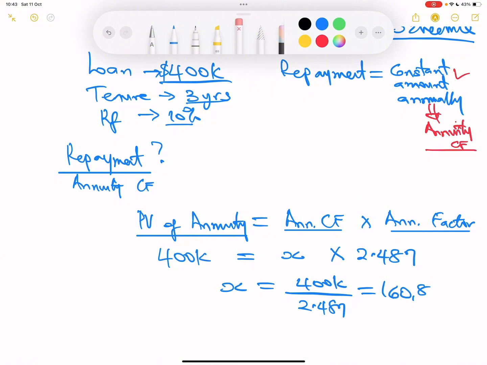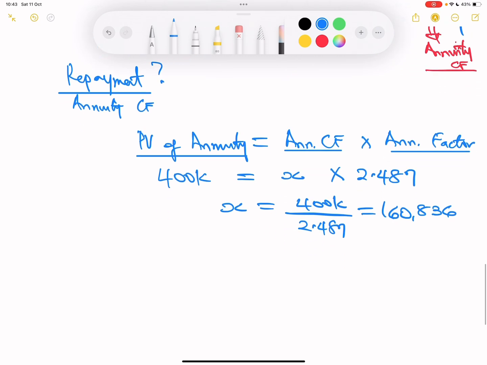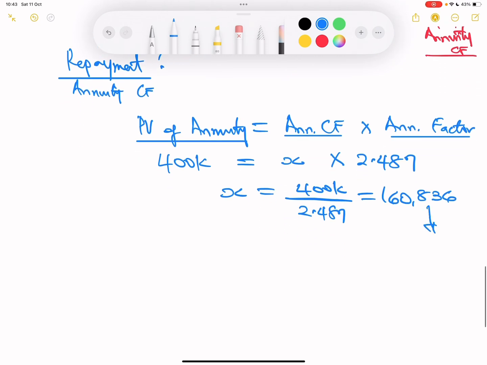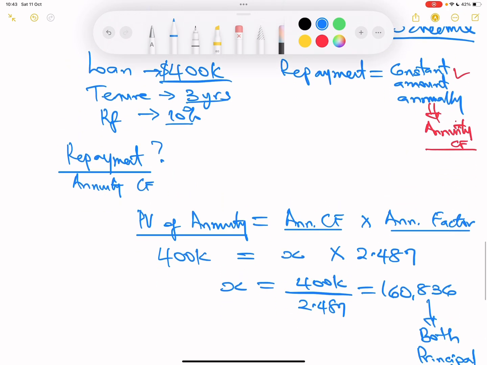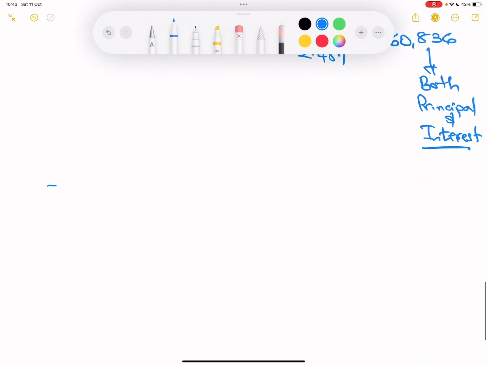So every year this company will pay 160,836, and this 160,836, remember, includes both principal and interest. Both. Very important. Once you know your repayment on an annual basis, everything is easy, because the next thing you have to do is just prepare your repayment schedule, which is your amortization table.